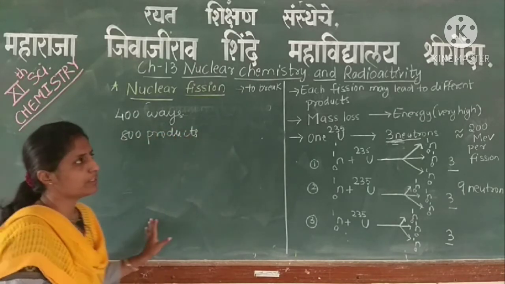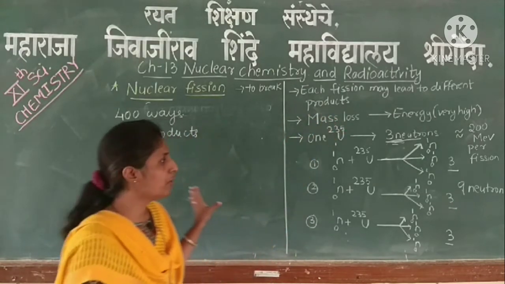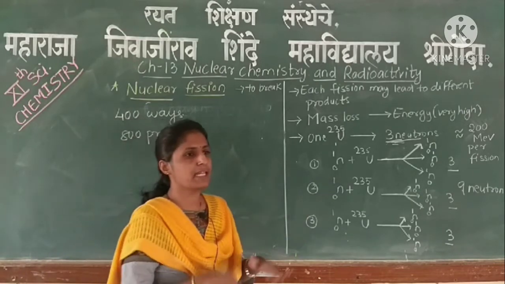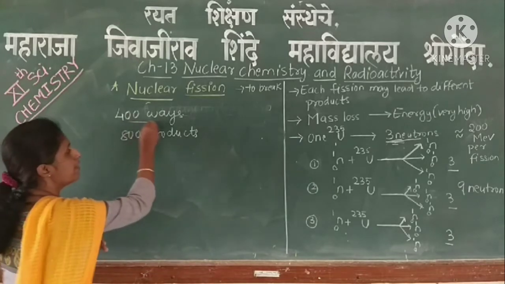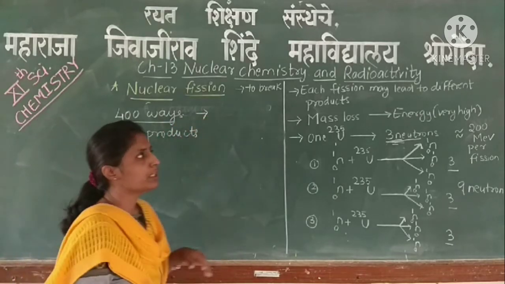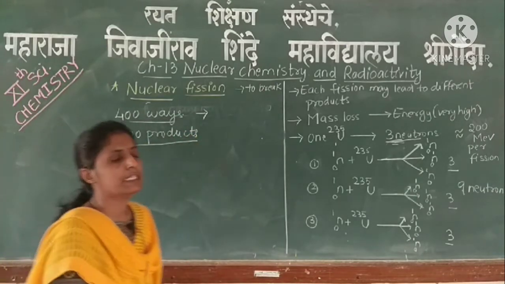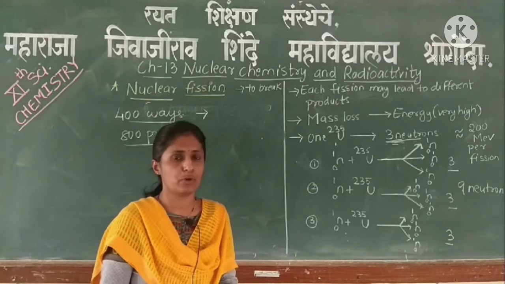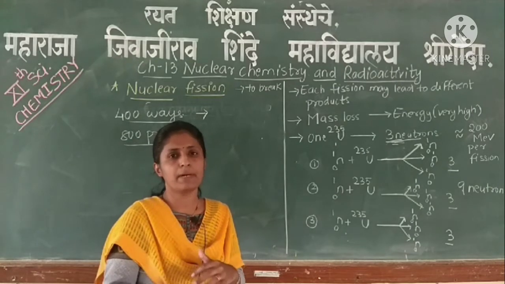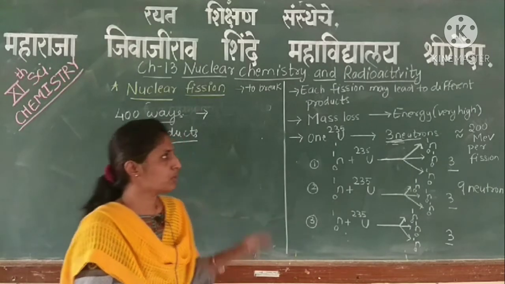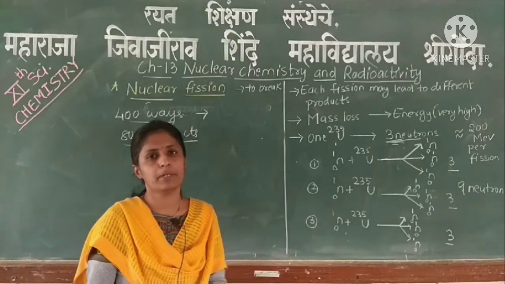Now this uranium nucleus, we have seen that this fission may lead to different products. So each time uranium may not give you barium and krypton. Sometimes, or many times, it gives you different products. There are 400 ways in which your uranium nucleus can undergo fission, and similarly it has been observed that it gives rise to around 800 types of products. Some of them are new elements in the periodic table. So in this way, using uranium, we can also get new elements in our periodic table.